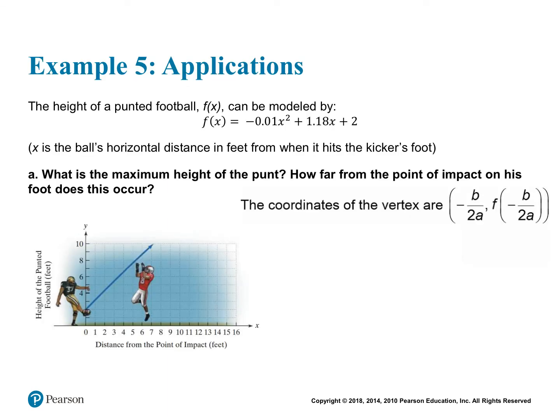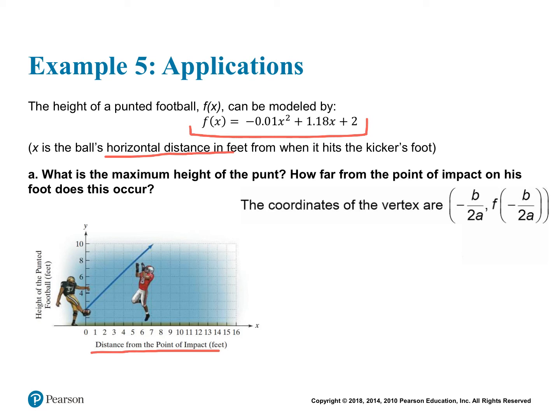Okay, so let's end with an application problem. So this is talking about a punted football, and here is our function to model that. X is the ball's horizontal distance in feet. So you can see that from here after it hits the kicker's foot. So A says, what is the maximum height of the punt and how far from the point of impact on his foot does this occur?